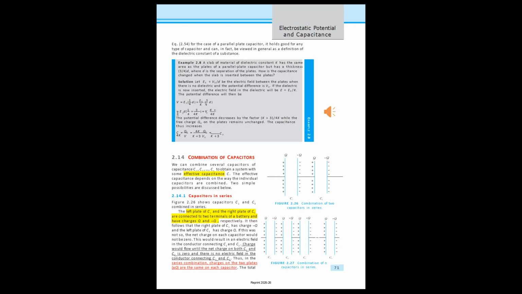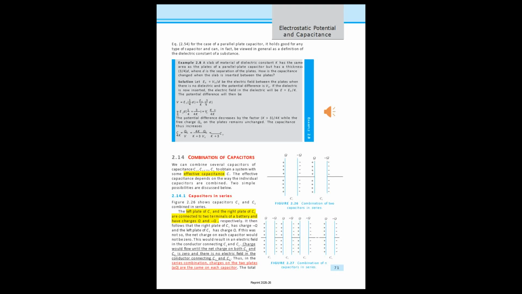Combination of capacitors. We can combine several capacitors of capacitance C1, C2, ..., Cn to obtain a system with some effective capacitance C. The effective capacitance depends on the way the individual capacitors are combined. Two simple possibilities are discussed below. 1. Capacitors in series. Figure 2.26 shows capacitors C1 and C2 combined in series. The left plate of C1 and the right plate of C2 are connected to two terminals of a battery and have charges Q and minus Q, respectively.